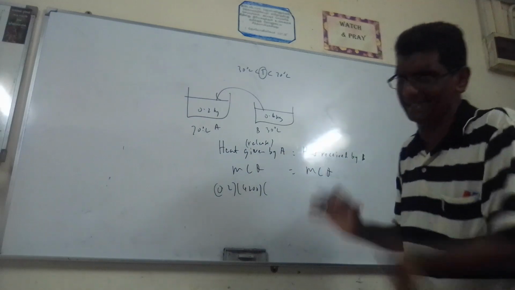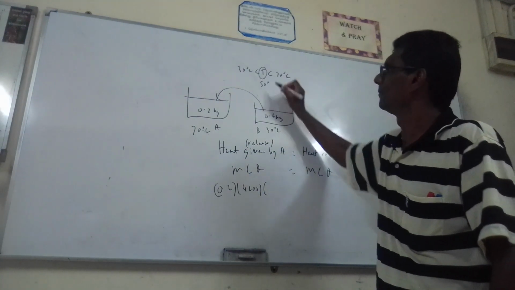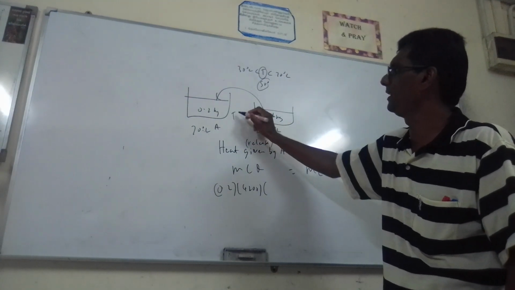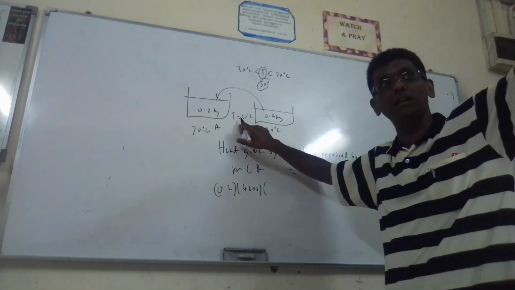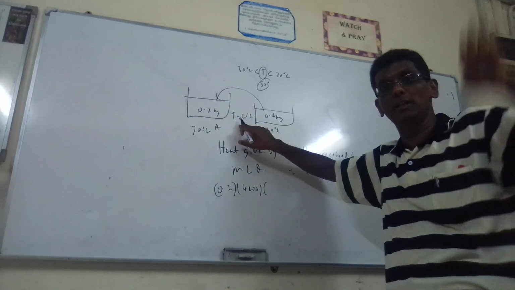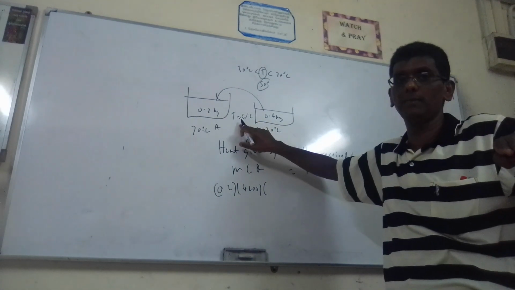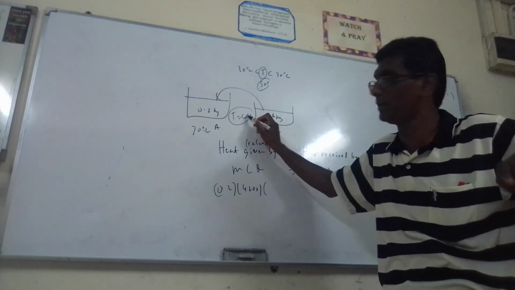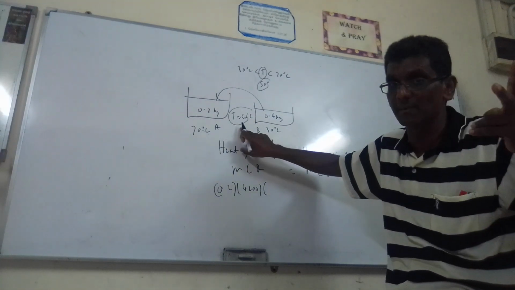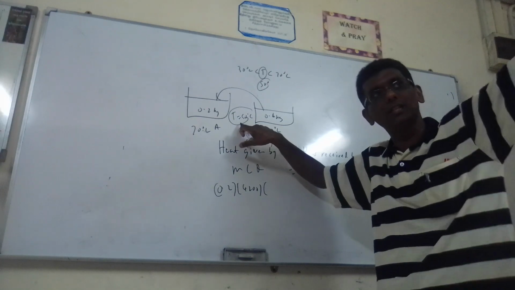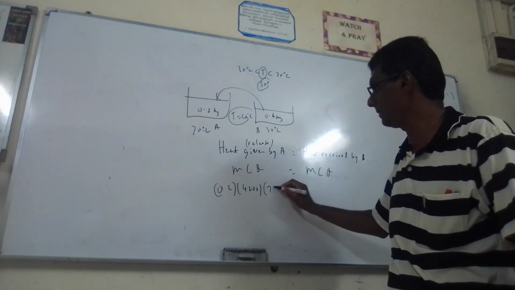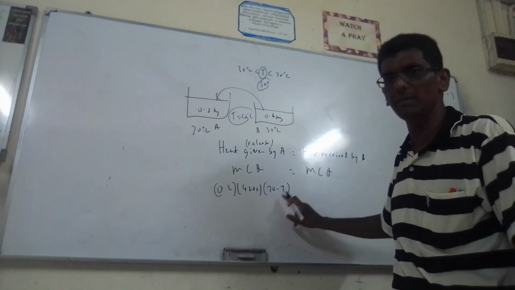Let's say T is 50 degrees Celsius. So the temperature of A comes from 70 to T. 70 minus T is the difference in temperature, where T is the final temperature. So 70 minus T.